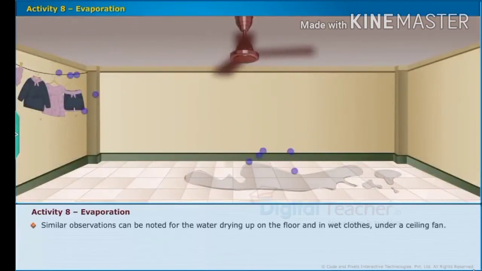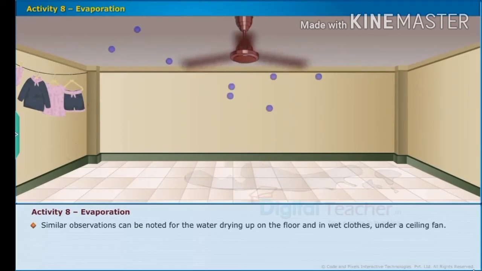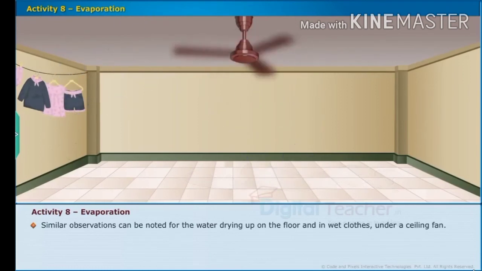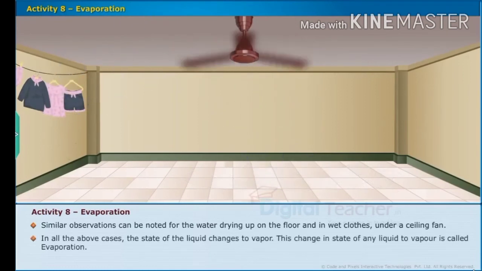Similar observations can be noted for water drying up on the floor and in wet cloths under a ceiling fan. In all the above cases, the state of the liquid changes to vapor. This change in state of any liquid to vapor is called evaporation. Let us learn more about the process of evaporation to understand the reasons behind the above observations.